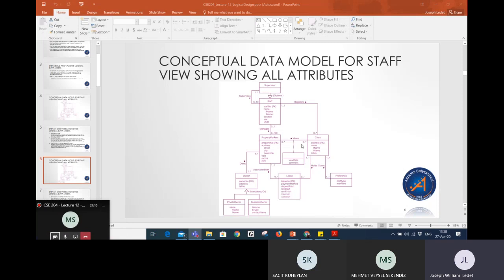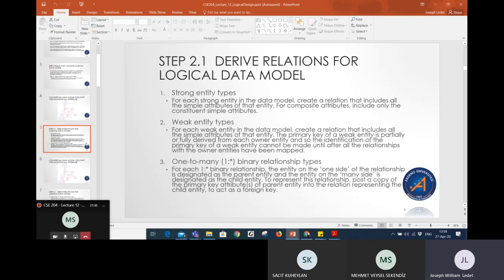Here you have a one-to-many relationship. This would be an example of a one-to-many relationship. Staff to property for rent, owner to property for rent, property for rent to lease, supervisor to staff. These are all examples of one-to-many relationships. So how do we take care of a one-to-many relationship? This is the easiest one of all.